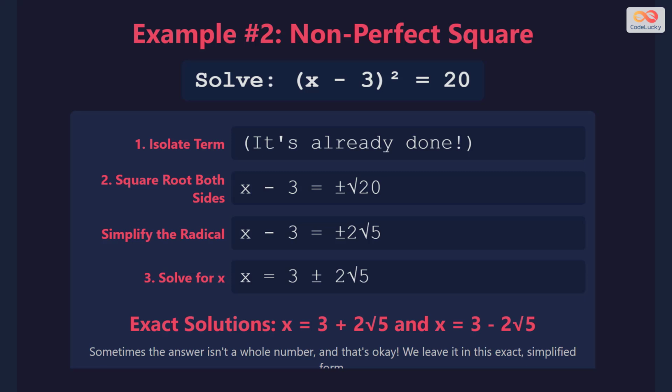What if the number on the right side isn't a perfect square? Let's solve (x - 3)² = 20. The squared term is already isolated, so we take the square root of both sides. This gives us x - 3 = plus or minus the square root of 20. The square root of 20 can be simplified to 2 times the square root of 5. Finally, add 3 to both sides. The exact answer is x = 3 plus or minus 2 times the square root of 5.